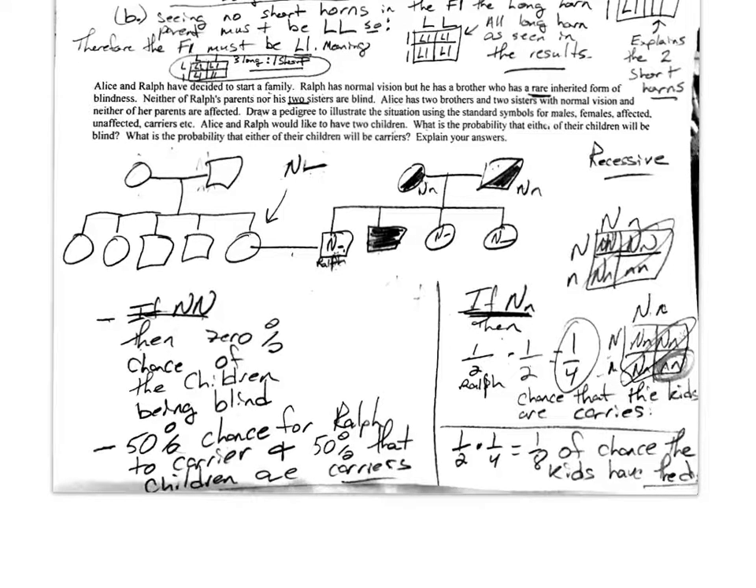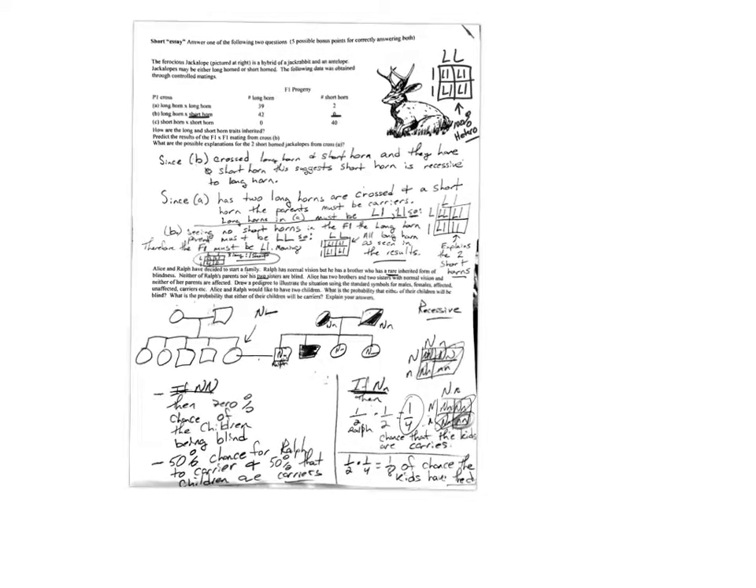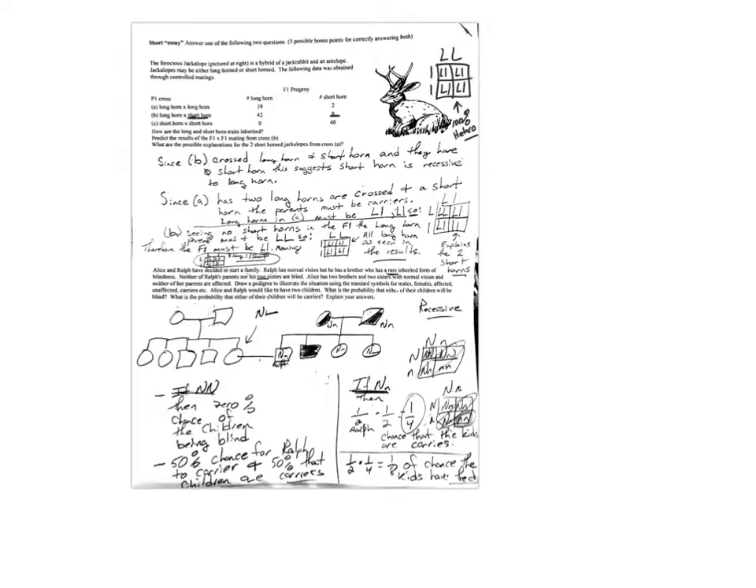All right. What are the chances the kids are affected? Well, there's a 1/4 chance that Alice can give it. There'd be a 1/2 chance that Ralph can give it, and that gives you a 1/8 chance that the kids are blind. All right, so that's how you'd answer that question, to be completely honest. And it's long. This one was actually harder than this one. I should have made this one mandatory and this one extra credit, but that's the way it was.